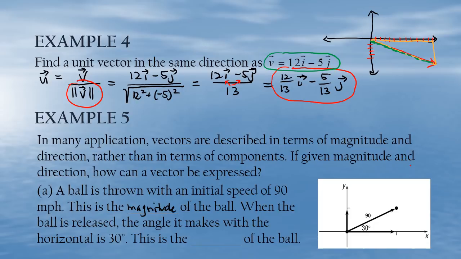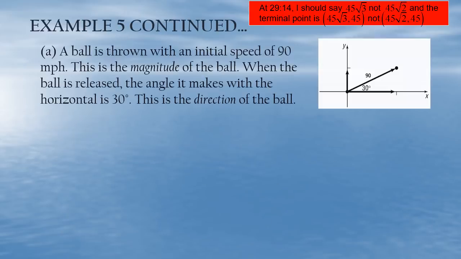When the ball is released, the angle it makes with the horizontal is 30 degrees. That 30 degrees helps give me the direction. All right, so I think in the picture that makes some sense. You can see the 30-degree angle. 30 degrees is always from the positive x-axis, and because it's positive, I'm moving counterclockwise, and then I have a length of 90.